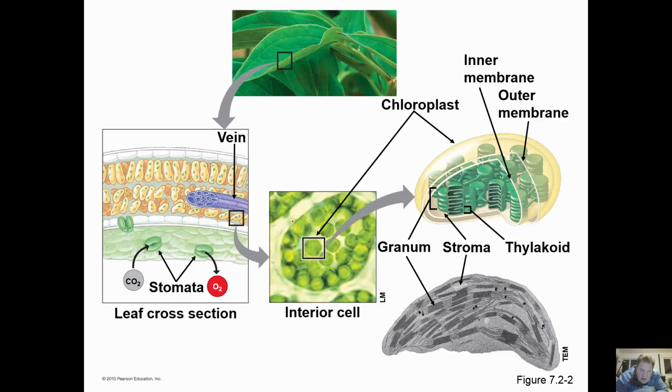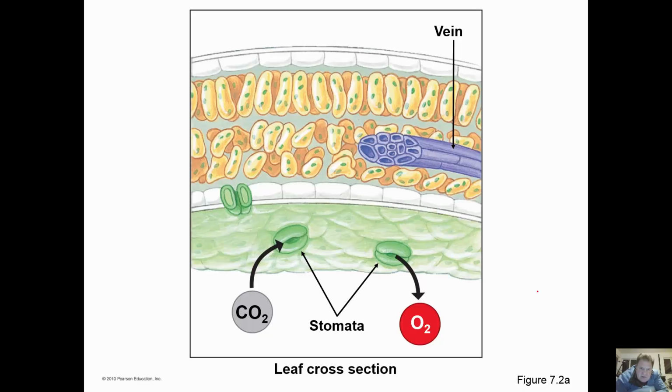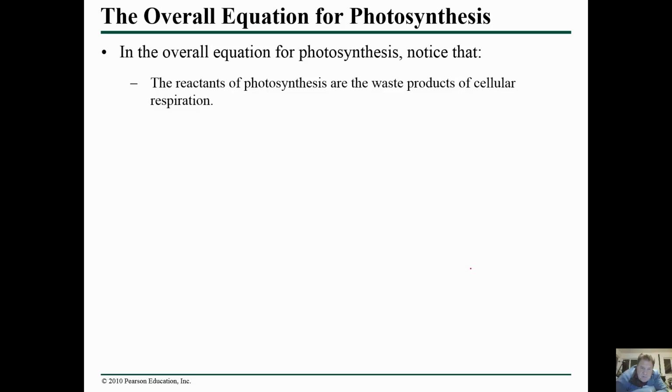This is looking at one of those individual cells, and these green things inside are the chloroplasts. Within the chloroplast, you have the thylakoids, and in the thylakoid membrane is where the chlorophyll pigments are located. And here's an electron micrograph showing you a little bit about what that is. It's good to know what those structures are, okay?